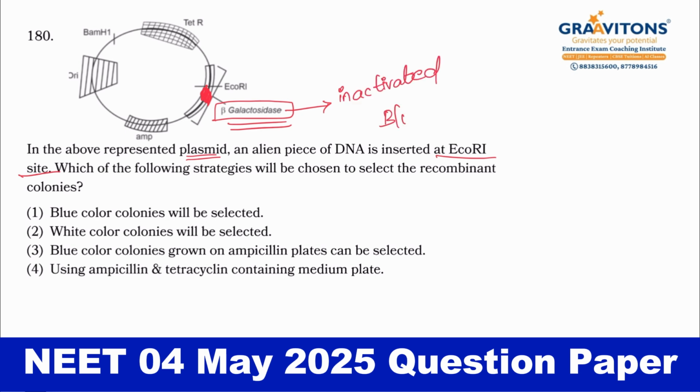So blue color of the colonies will not be produced. Alright. So here white color colonies should be selected, because if blue color colonies are selected, they will not have the insert. So if we are selecting the white color colonies, we will have the gene of interest inserted in that region. So answer for this question is option 2.